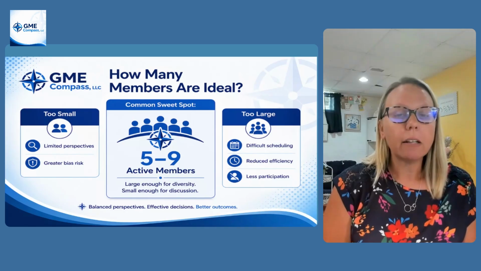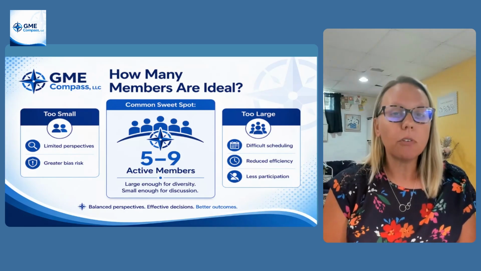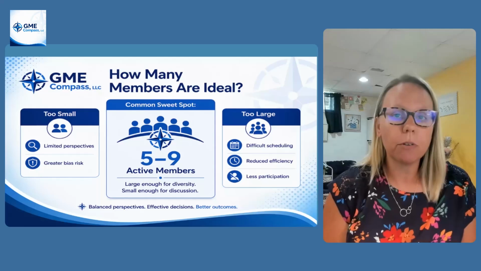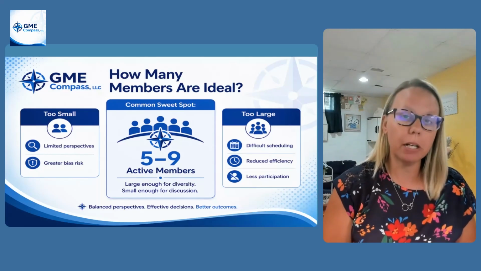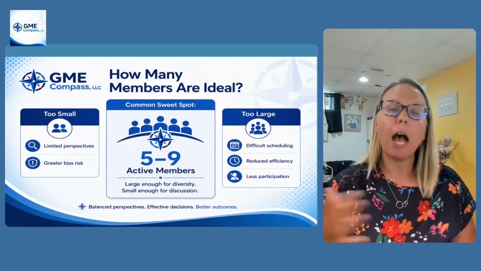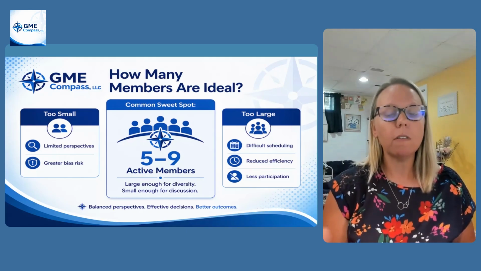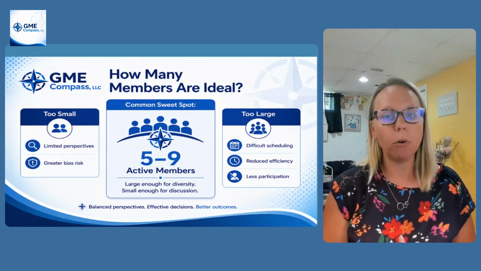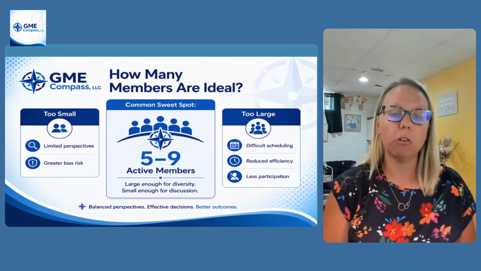ACGME requires at least 3 members. However, what works best in practice? Many successful programs find a sweet spot of about 5 to 9 active members. Why? If the committee is too small, perspectives become limited. Bias risk tends to increase. If the committee is too large, I had mentioned this earlier, scheduling can be extremely difficult. Discussions can become less efficient. It is so much easier to go down a rabbit hole and lose the focus and intention of the meeting, and participation also decreases.